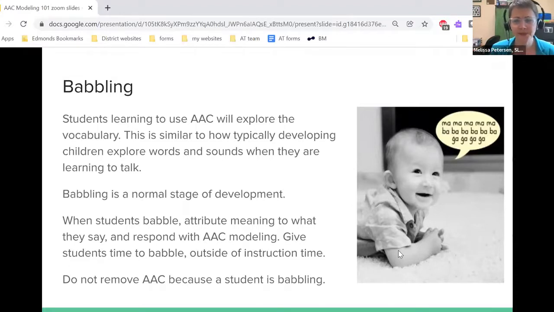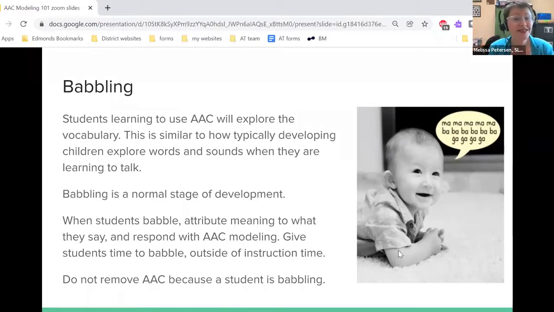Great question. So let's talk about babbling. Babbling is something that all of our typically developing kids do when they're babies. They just make lots of noise and it's cute and adorable. And we go, oh, you said dada, even if maybe it was doggy or maybe it was just playing with sounds. It is a very normal stage of development.